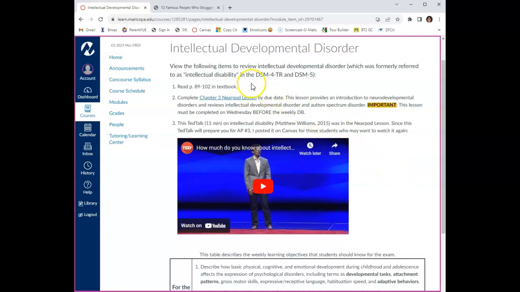Please read the designated pages in the textbook and complete the corresponding Nearpod lesson. As part of the Nearpod lesson, you will watch a TED Talk by Matthew Williams on intellectual disability. Since this video will prepare you for application paper number 3, I posted it on Canvas for those students who may want to watch it again before completing the assignment.